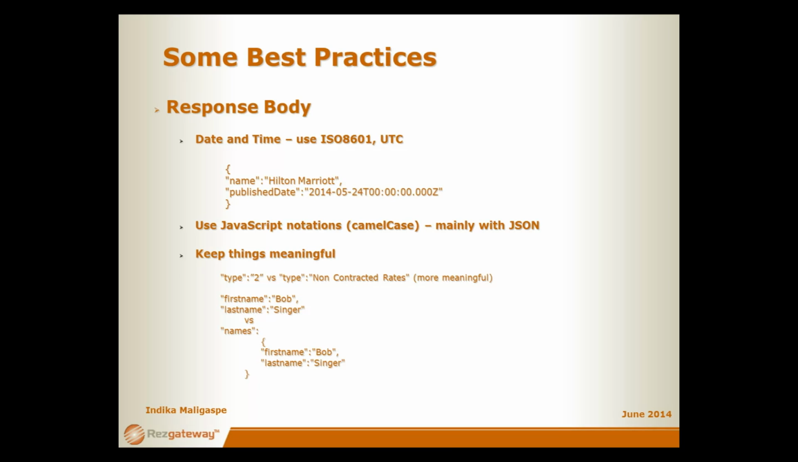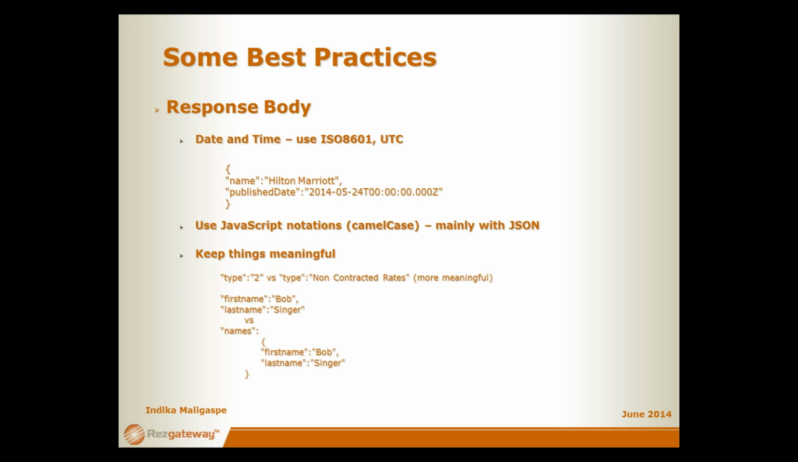For example, if in my API I'm sending the type of my rates and I send type 2, nobody would know what type 2 means, because your clients don't know what your API means. They have not digested the API inside out when they're starting to develop. So they would have to refer to an API document and understand that type equals 2 means this. But if you can send exactly what that means, for example, type 2 means non-contracted rates, then it becomes more meaningful for the client. So they know that the type they're getting is non-contracted rates.